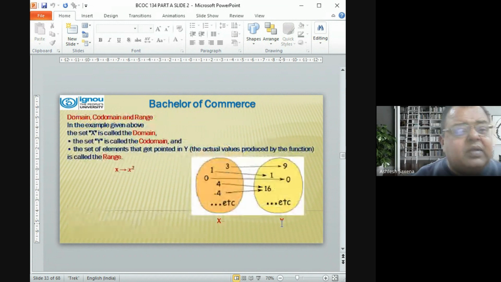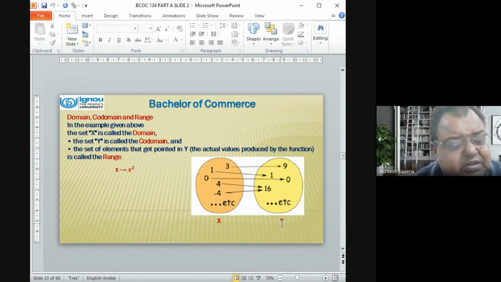Then comes your domain, codomain, and range. In the above example, x is called the domain, y is called the codomain, and the set of elements that get pointed to in y is called the range. The lowest one is 0 and the highest one is 16. That means its range will be from 0 to 16. And the function is given by x tends to x square.